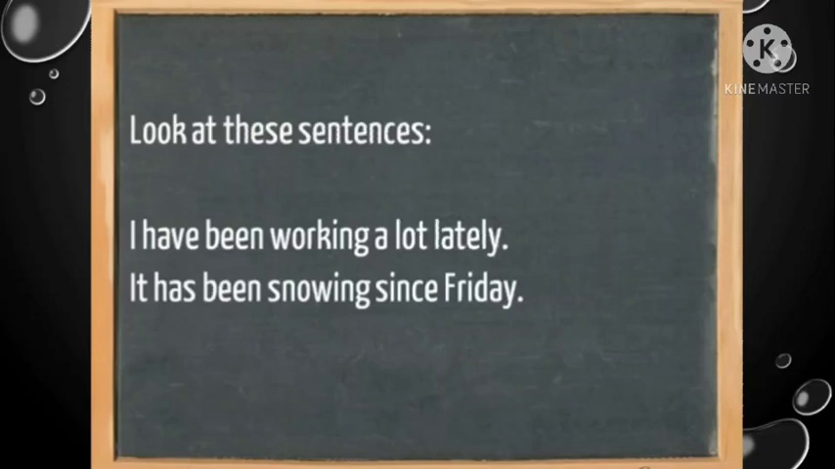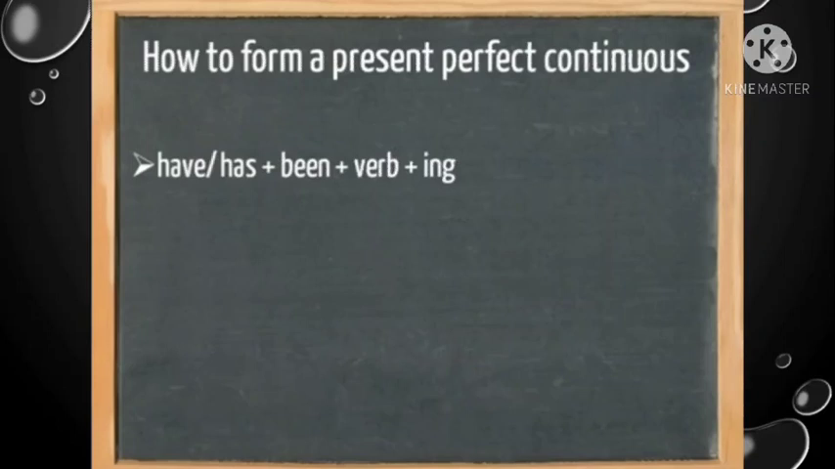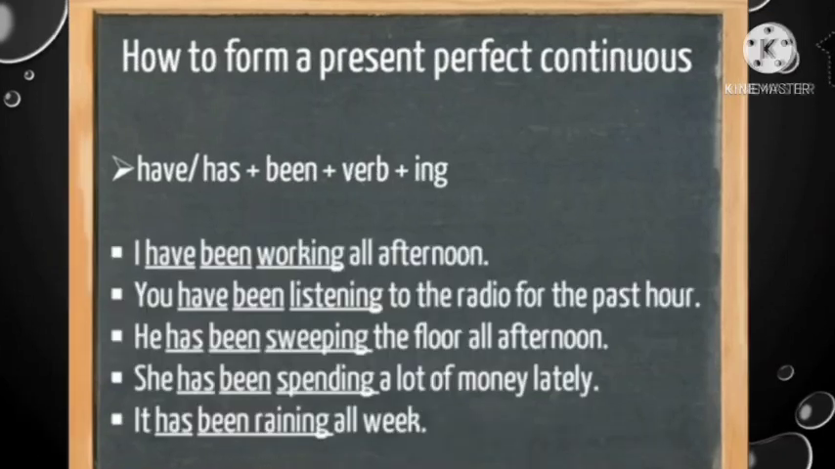Now let's understand how to form a present perfect continuous tense. The structure to form the present perfect continuous tense is the same as the present perfect tense. You just have to use the ing form of the verb here. So we begin with the subject, followed by the helping verb has or have, the past participle of the verb to be, which is been, the base form of the verb, and ing. Let's put this in a sentence and try to understand. I have been working all afternoon.